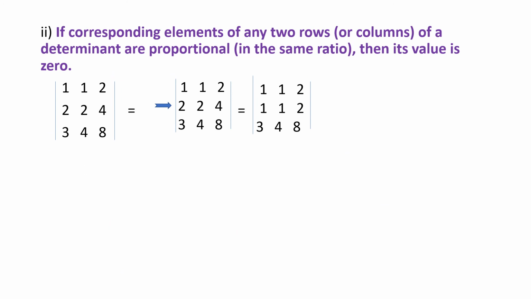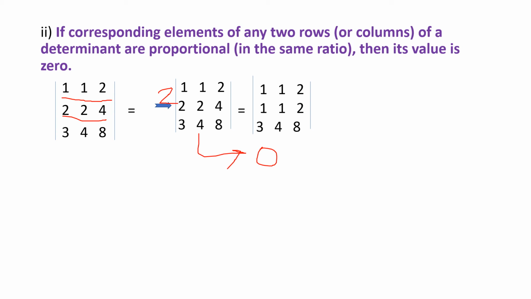Next is, if corresponding elements of any two rows or columns of a determinant are proportional, or in the same ratio, then its value is 0. This we can infer from the previous result. Suppose here we have the determinant 1 1 2, 2 2 4, 3 4 8. Then we can observe that row 2 is 2 times row 1. So these are proportional, or they are in the same ratio. So this determinant is going to vanish, that is, the value will become 0. You can calculate and find this out.